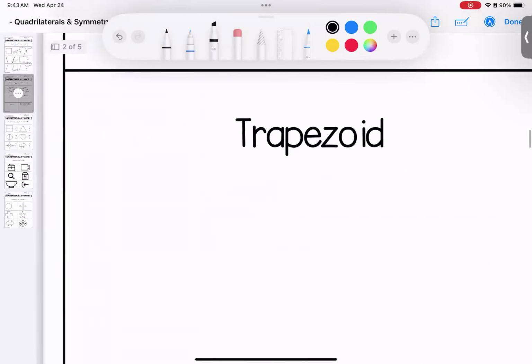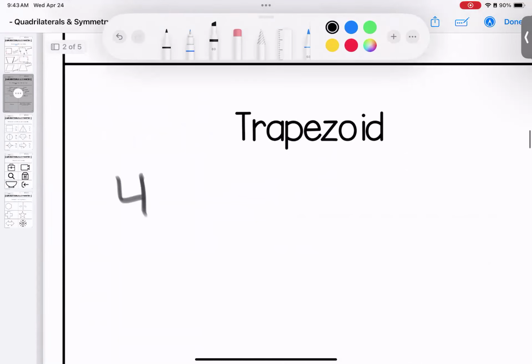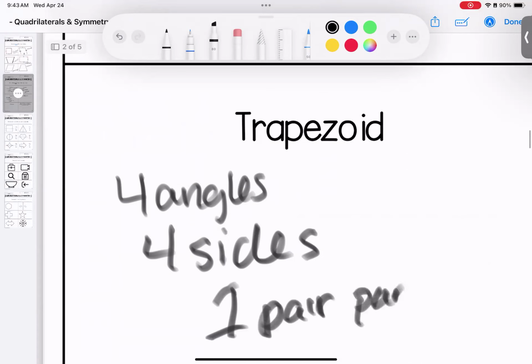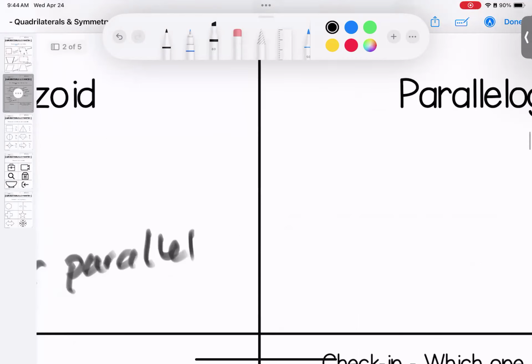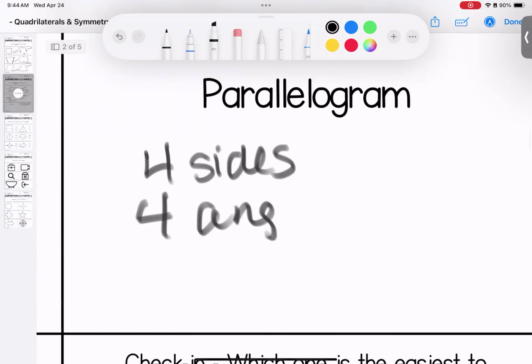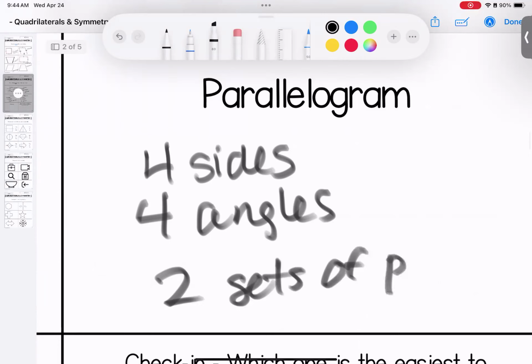If we're talking about a trapezoid, it has 4 angles because it's part of the quad squad. It has 4 sides. And then it only has 1 pair of parallel sides. We know that that is the one that kind of sets it apart from the others, is that it only has 1 pair of parallel sides, whereas all of the others in the quad squad that we talked about have 2. Over here, parallelogram, 4 sides, 4 angles, because it's part of the quad squad. And then this one has 2 sets of parallel sides.